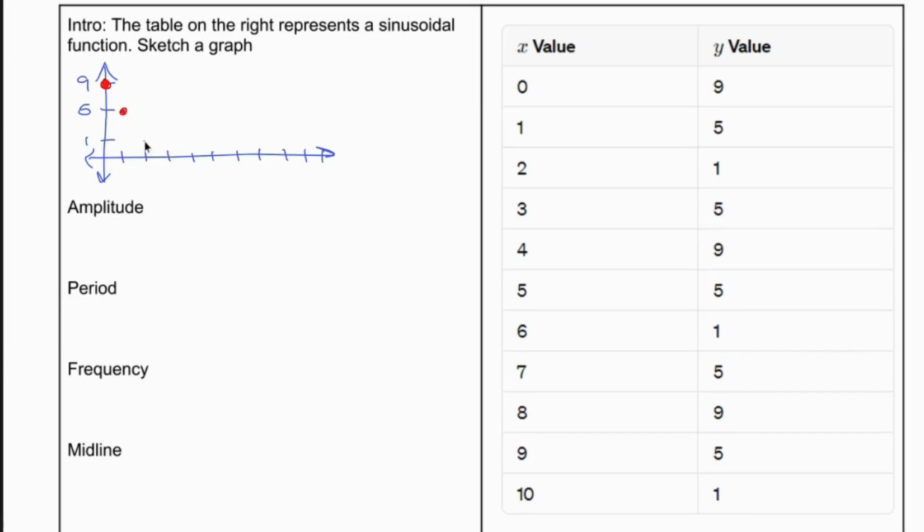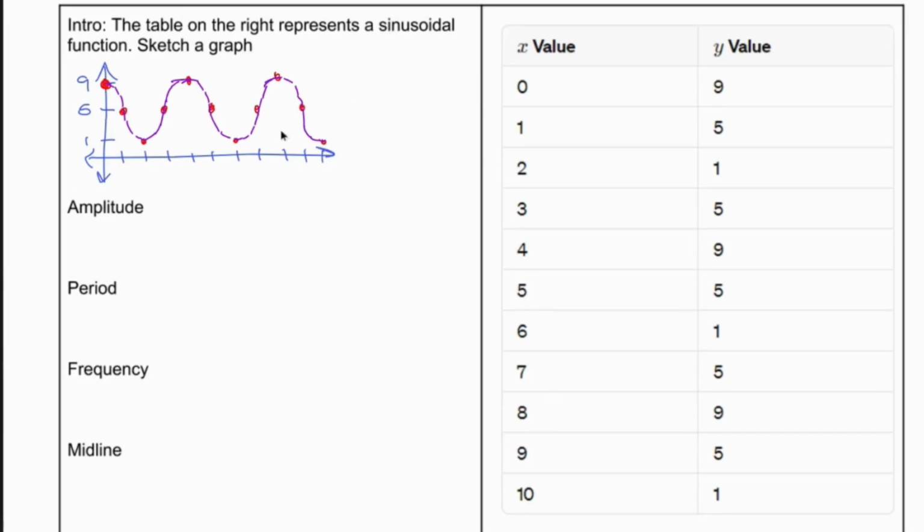1, 5, 2, 1, 3, 5, 4, 9, 5, 5, 6, 1, 7, 5, 8, 9, 9, 5, 10, 1. All right, so very cosine. Sketching a graph. Maybe I get a nice 7 out of 10 for that one, which I'll take for me.